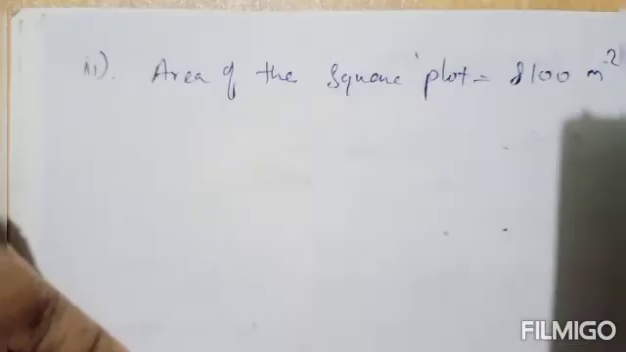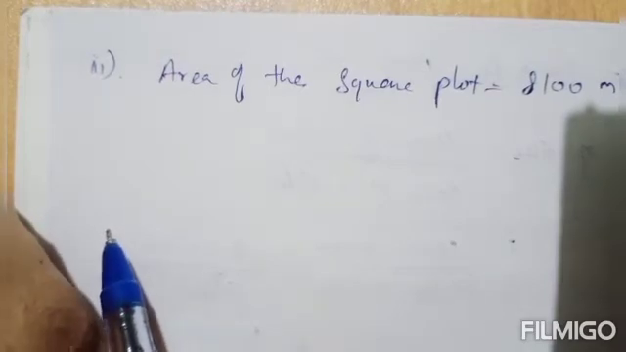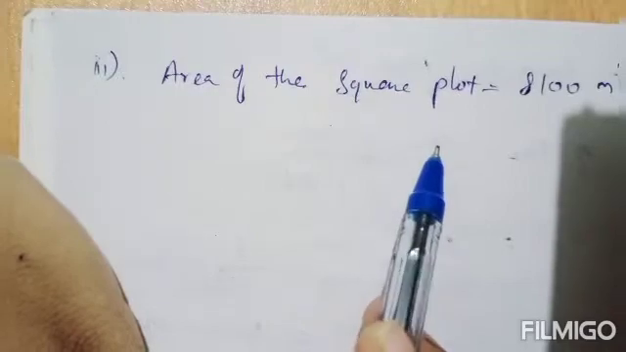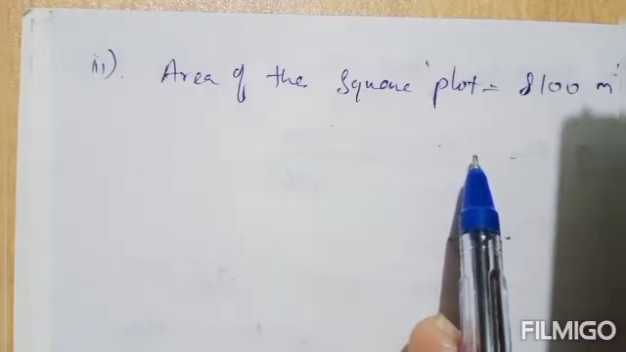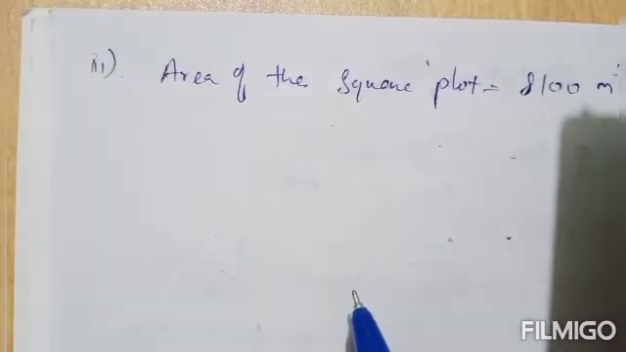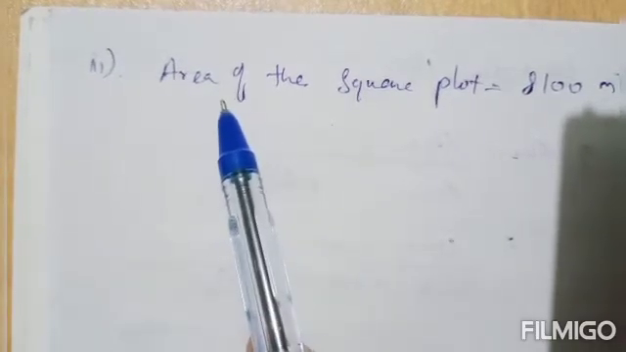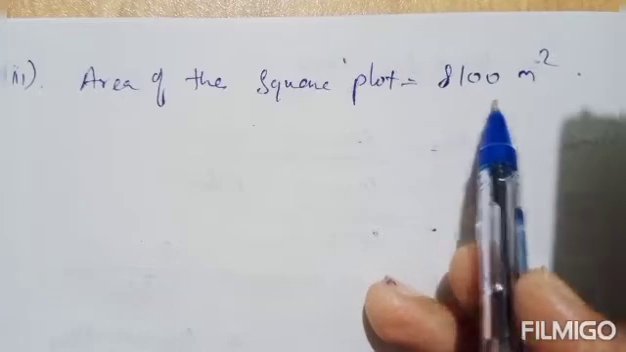Okay. Now third question, cost of leveling the plot at rupees 60 per square meter. So here you need to find the cost of leveling. So you have to know the area of the square plot. Okay. In the second question we found the cost of fencing. Fencing is done on its boundary. That means you have to know the perimeter. Okay. Leveling is done on its surface. So you have to know the area. Okay. So the area of the square plot we found is 8100 meter square.